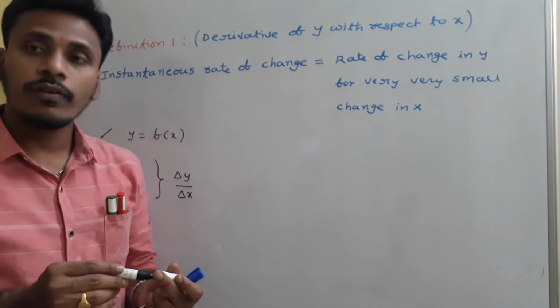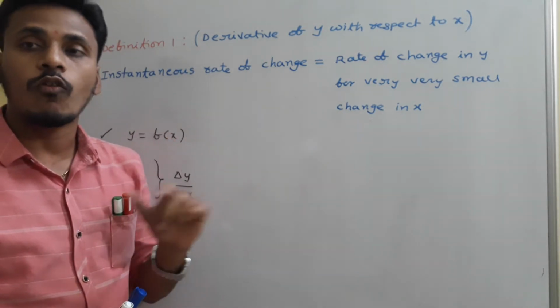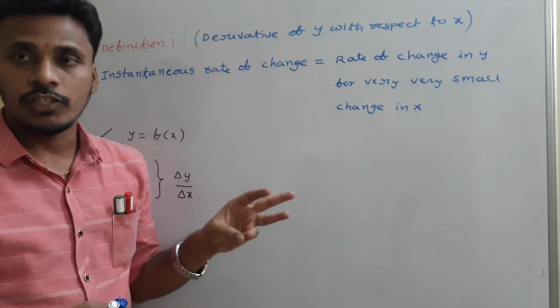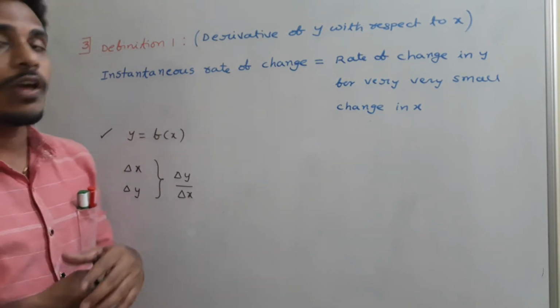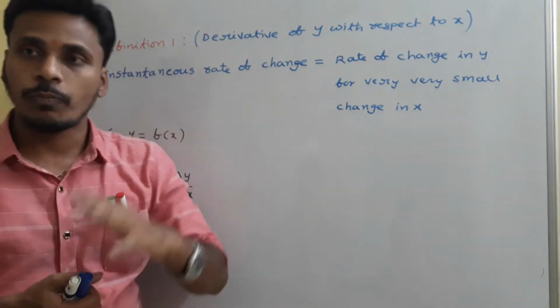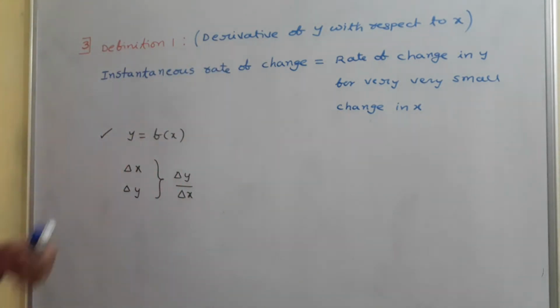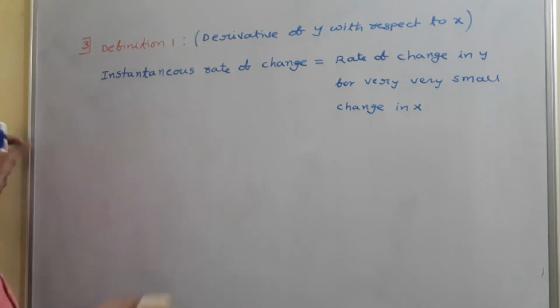Now, as a continuation of that, I mentioned in the last class itself that we are going to discuss three definitions for the derivative of y with respect to x. Three definitions, right? And among those, the first one we are discussing now. Definition 1, derivative of y with respect to x. This definition 1 is saying instantaneous rate of change. What? Instantaneous rate of change.